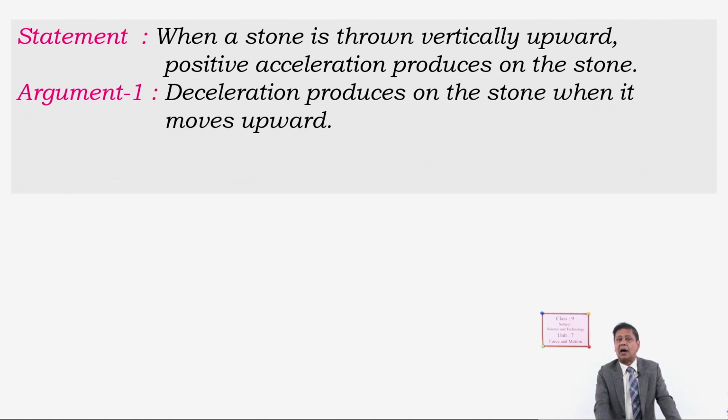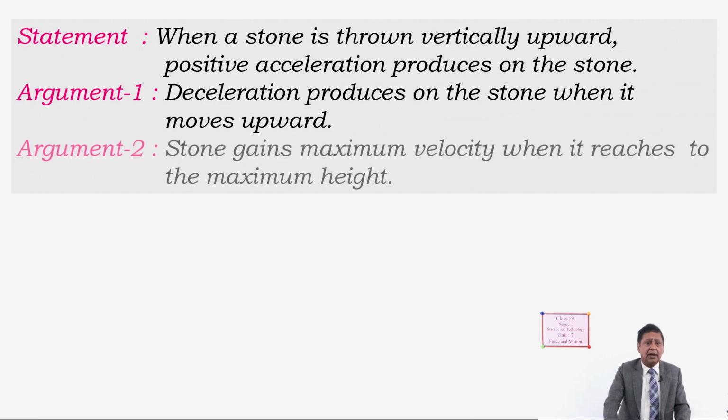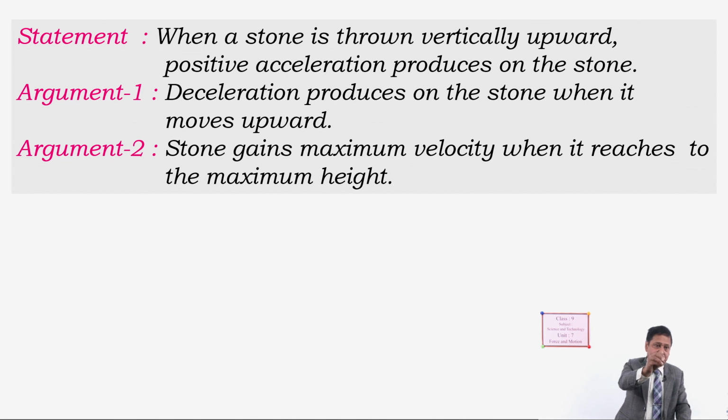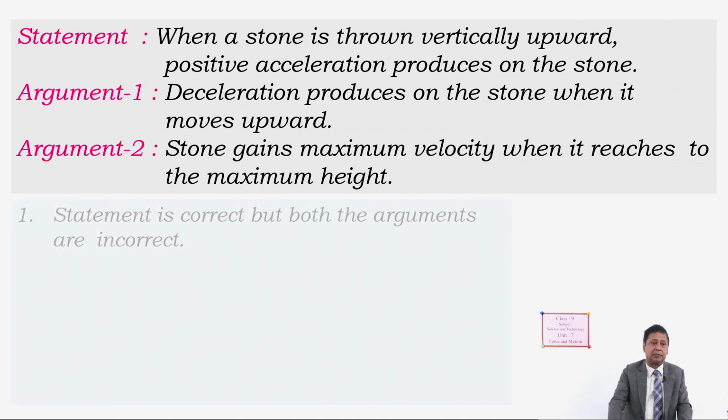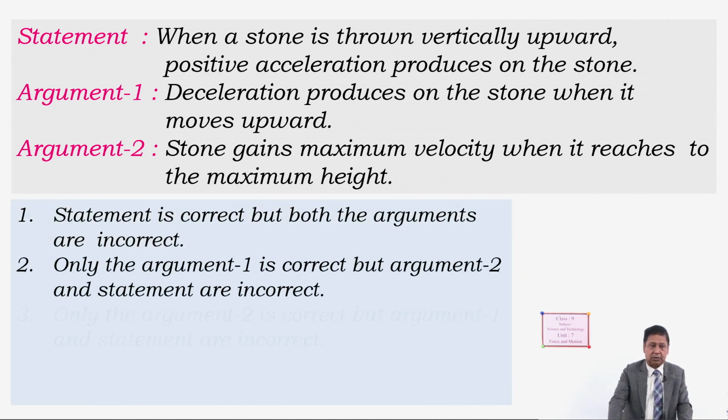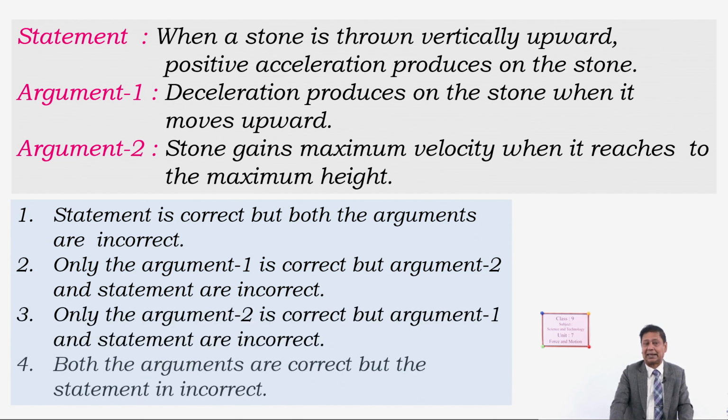Now there is one argument. Argument is deceleration produces on the stone when it moves upward. Check it out. Another one also given. Argument 2, stone gains maximum velocity when it reaches the maximum height. Is this correct? After checking all these statements and arguments, you have to select one of the options, whether first, second, third, fourth, which option is correct.